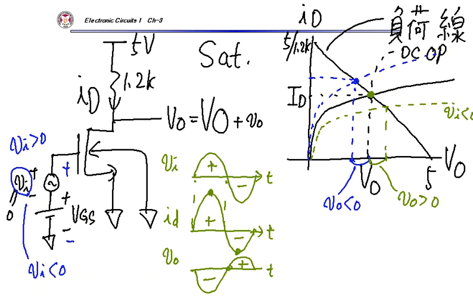So I will convert this transistor characteristic into a linear circuit, a small signal equivalent circuit. That small signal equivalent circuit will look like that.